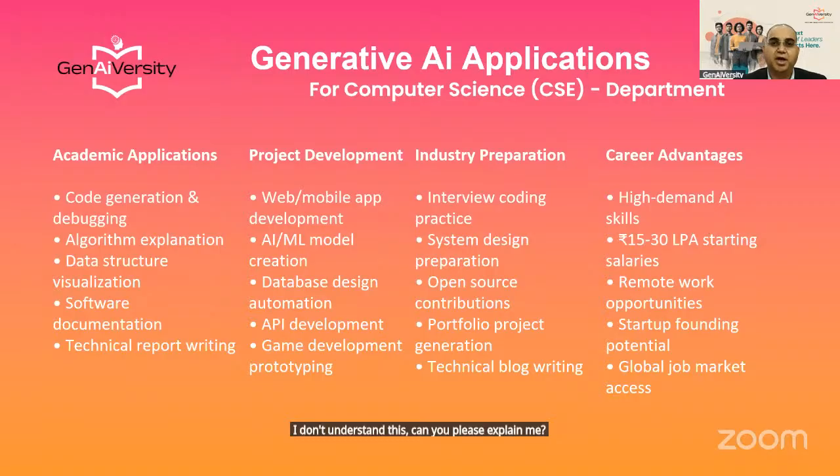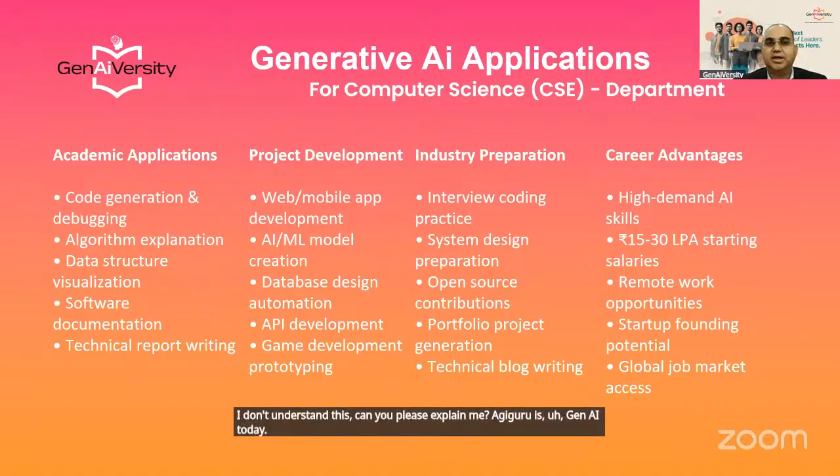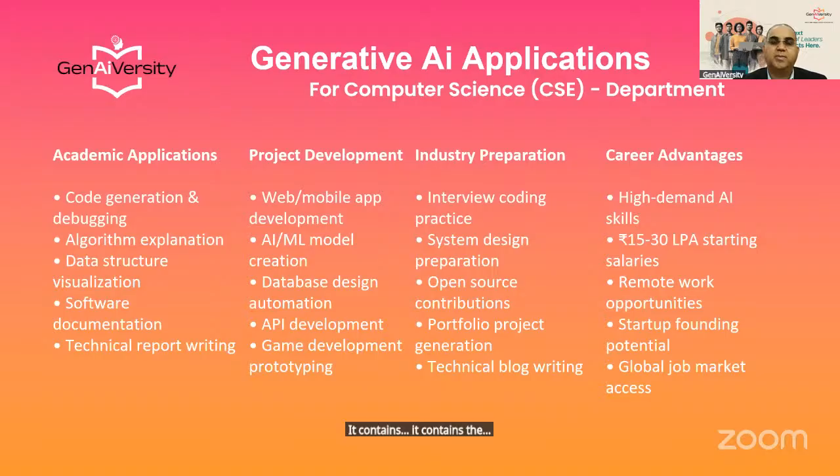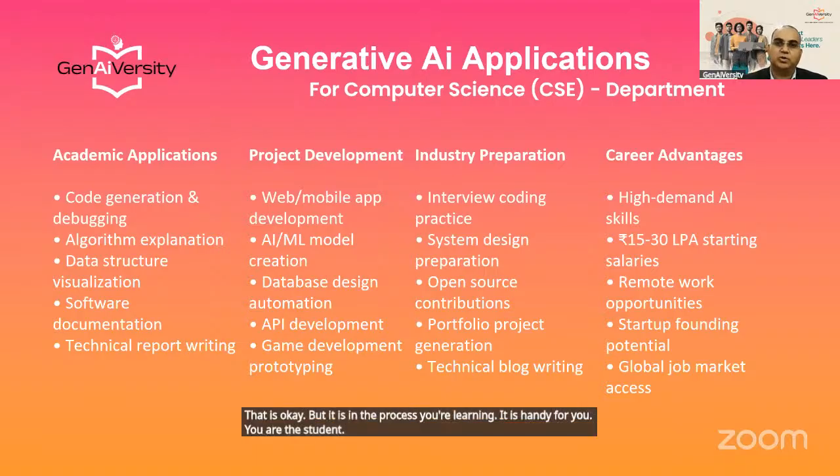Adiguru is GenAI today. It contains the global knowledge. People might say that it is not accurate. A variation in accuracy or small mistakes is better than not knowing anything. And do we know it? We don't. But having 5% or 10% deviation, a mistake, that is okay, because in the process you are learning. It is handy for you. You are the student, it is a companion for you.